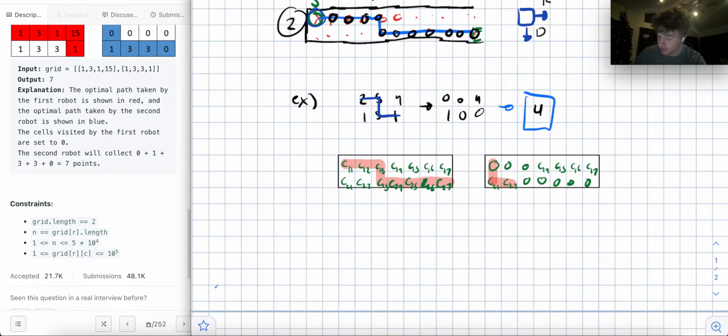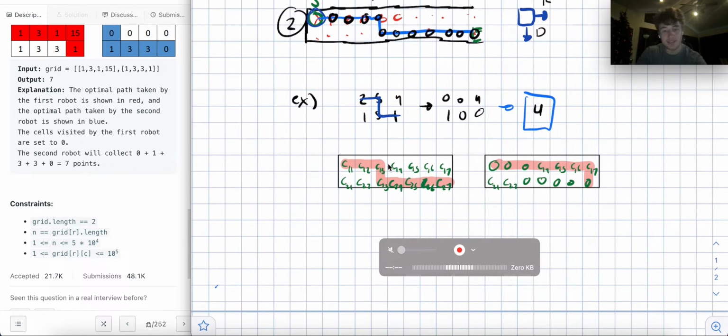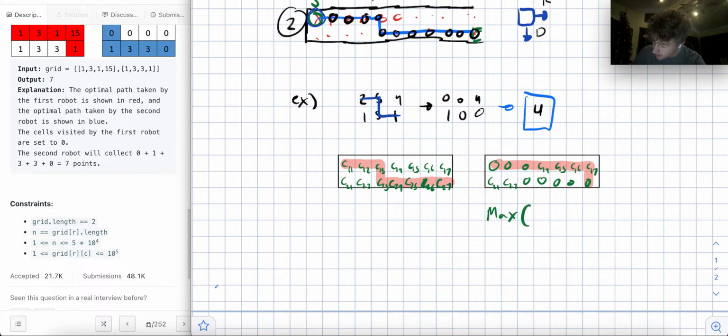Of course, it could do this and get nothing, right? But it's going to behave maximally. Or it could do this and get less. But the second you go down, you can't go back up, so you might as well go down as quick as possible. So it can either get this maximally or it can get this maximally. If the first robot takes this path, the second robot will take the max of C21 plus C22, or it'll take C14 plus C15 plus C16 plus C17.